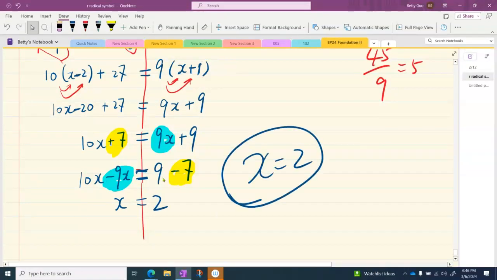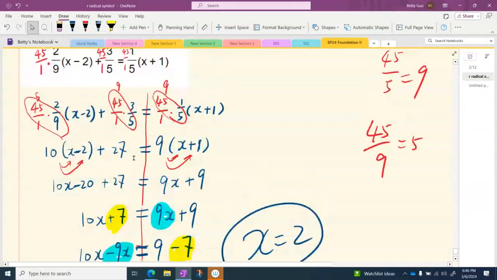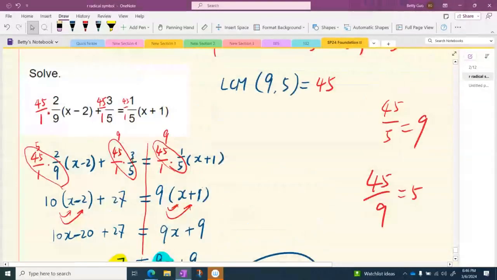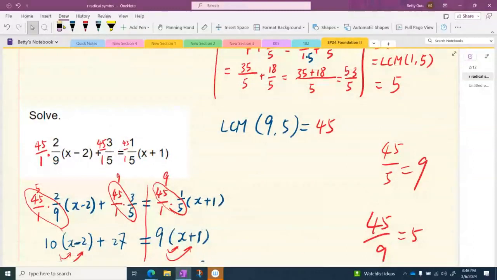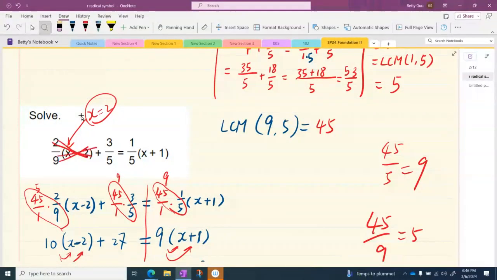As I said, if you have extra time, and I believe you do, you can just plug in here. Let's plug in x equals 2, the answer. We plug in here x minus 2. x is 2, 2 minus 2 is 0. So the whole thing disappears. So this part doesn't have anything anymore. On the left side, we have 3 over 5. On the right side, 2 plus 1 is 3. In the parentheses, 3 times 1 over 5 is 3 over 5.